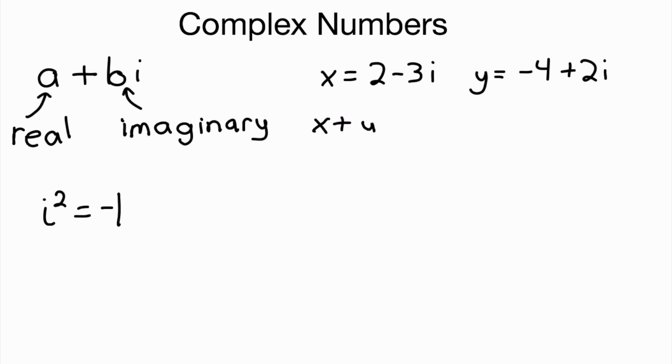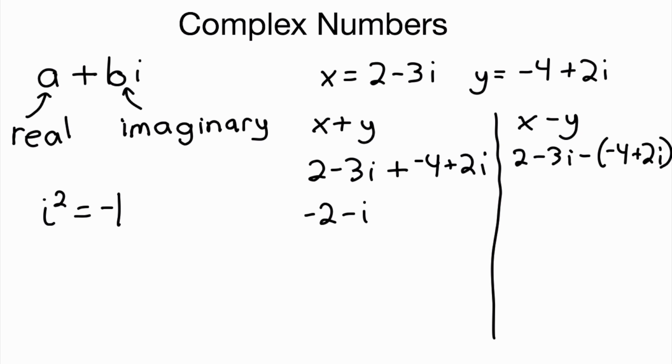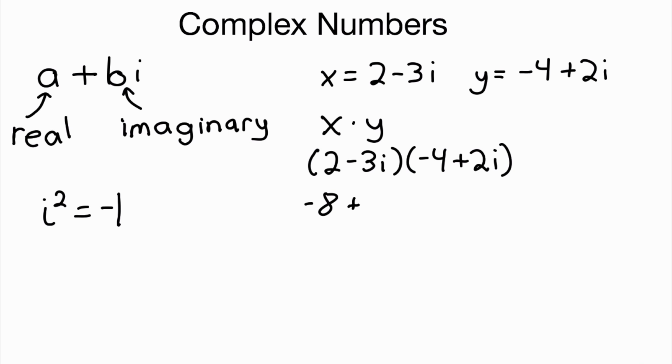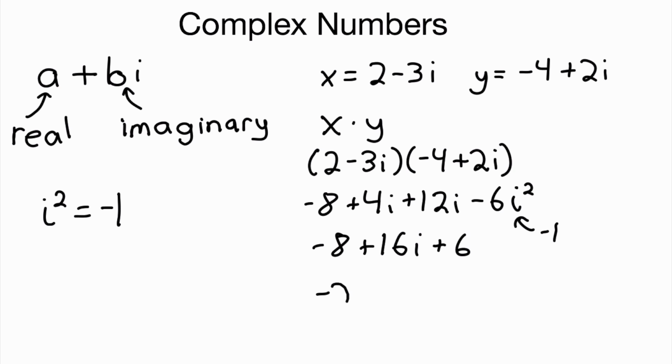If I add these two, it is merely combining like terms. If I subtract them, just make sure that we distribute the negative on the subtraction of y. If we multiply, we're going to treat each complex number as a binomial and distribute. The key for this is when -3i is multiplied by +2i, I get -6i squared, and the i squared is equivalent to -1, which is going to make the last term a +6. And then combine like terms again, -8 and +6, and I get -2 plus 16i.